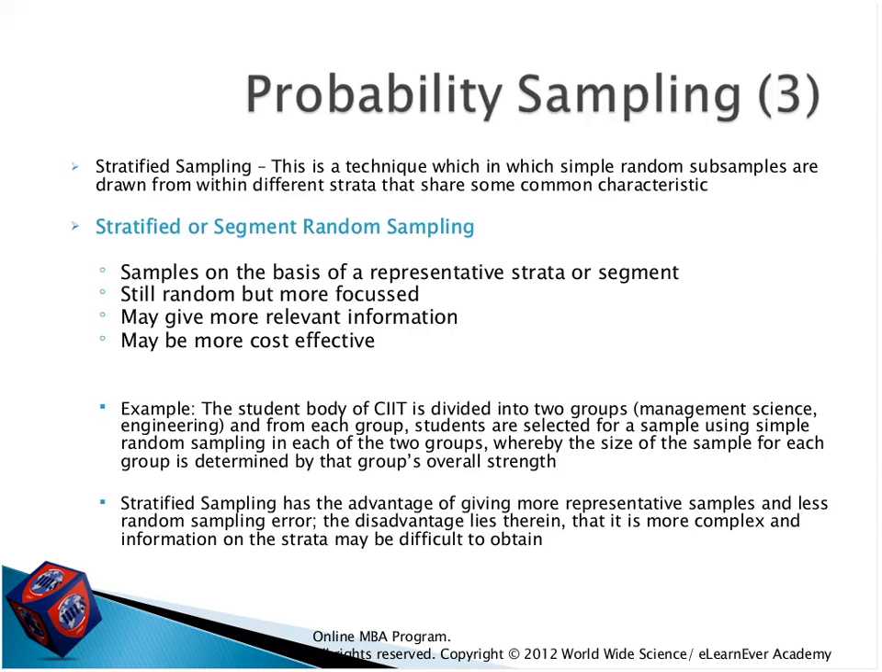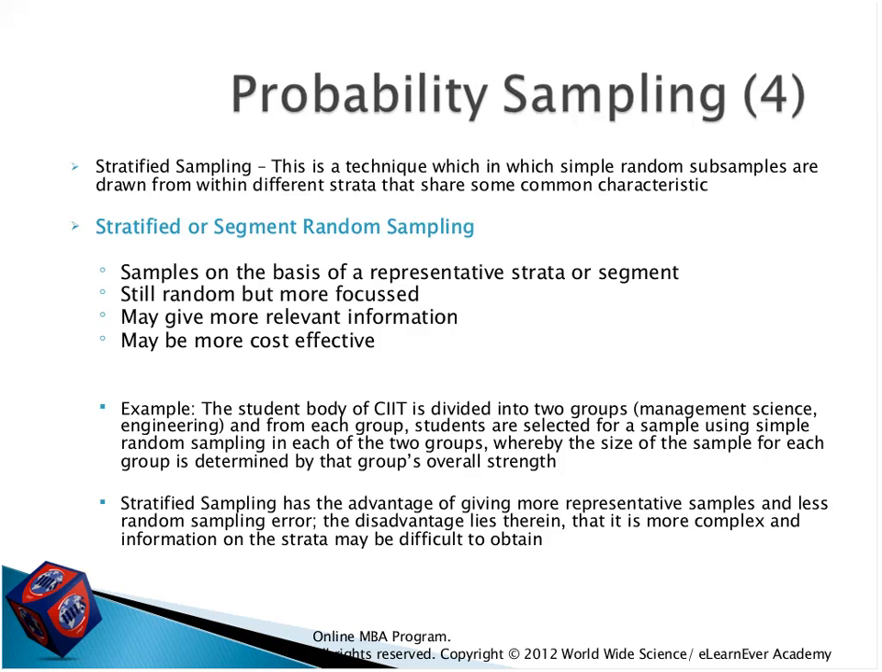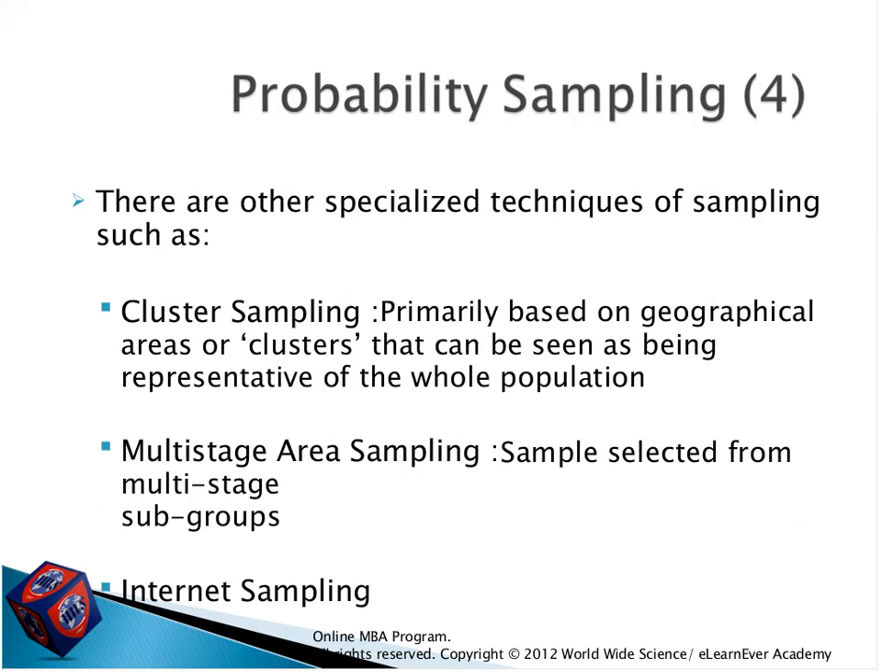So first we choose these two groups, and then from each group we choose the entries randomly. Again, this method also has some advantages and disadvantages that I put here. Also, there are other probability sampling methods, for example cluster sampling and multi-stage area sampling, which are also under probability sampling.